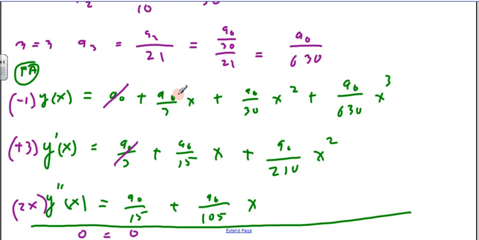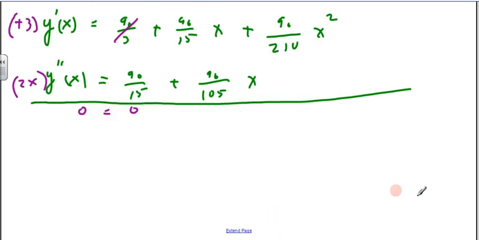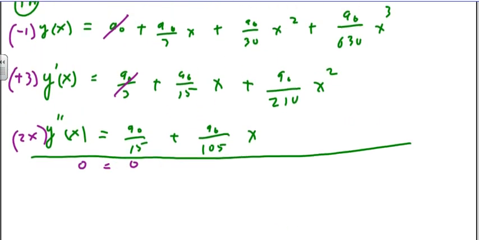I have minus 1/3 plus 3/5 plus 2/15. Does that equal 0? Well, I'm pretty sure it does. Let's see.